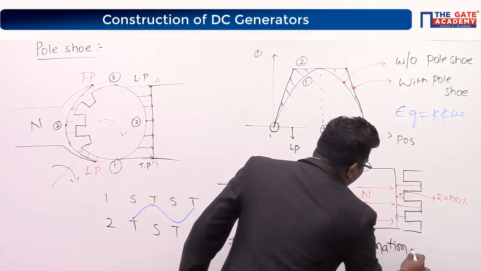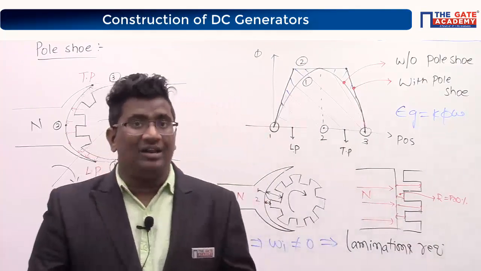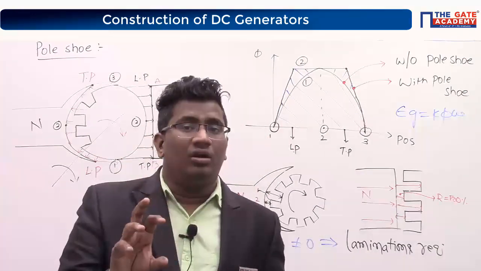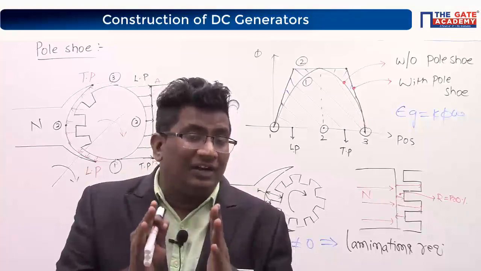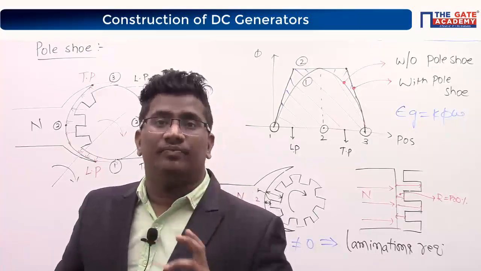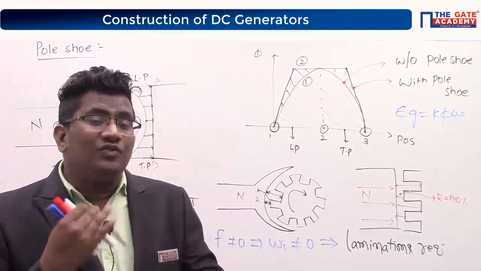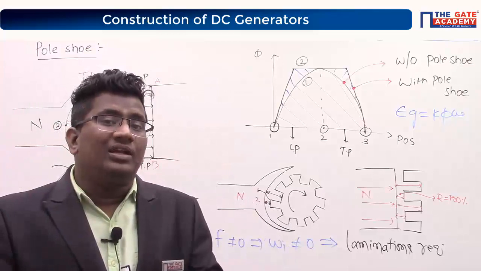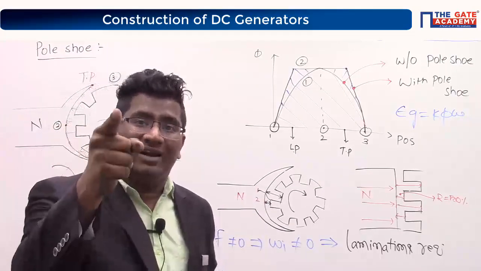Very important bit. Laminations are required. Therefore, tell me, in the stator core or stator part of a DC machine, which part is required for lamination? Pole shoe, not pole core. Why does the pole shoe require lamination?